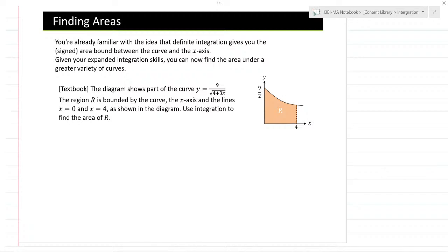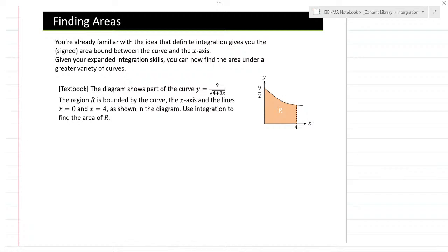The diagram shows this one here. The region R is bounded by the curve and the x-axis, with the lines shown at 0 and 4. Use integration to find the area of R.